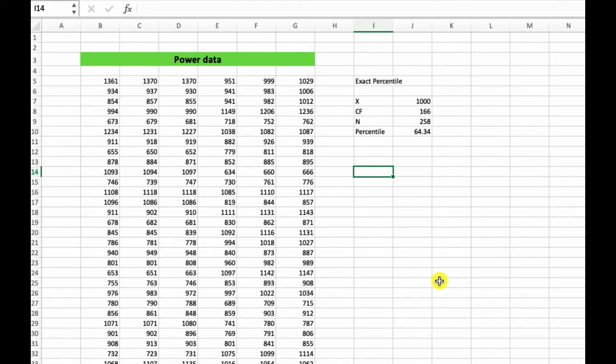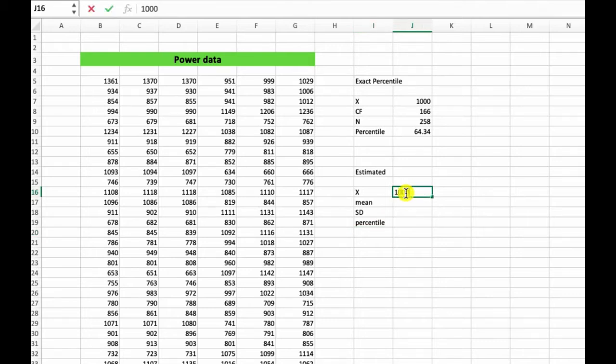Then, if we wanted to do an estimated percentile, we are operating under the assumption that our data are normally distributed. So when we do estimated percentiles, we use our z-scores, right? So if you think about our z-score formula, we have x minus the mean divided by the standard deviation. And then based on our z-score, we can figure out what the associated percentile is on our z-table.